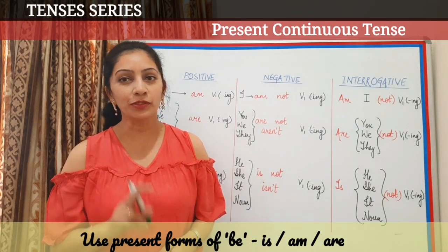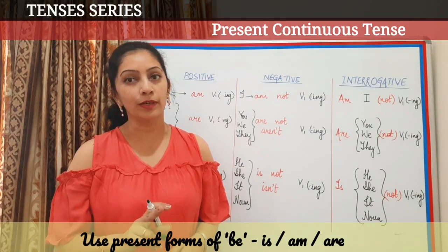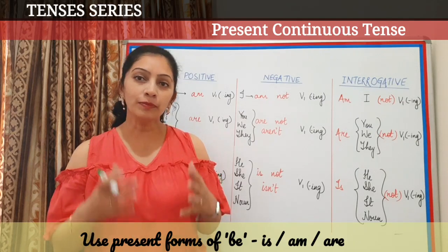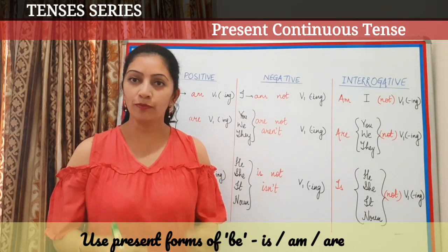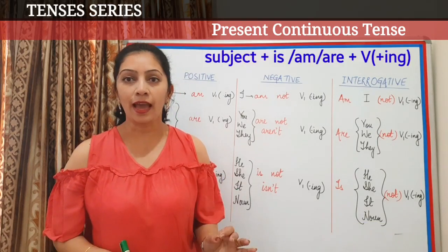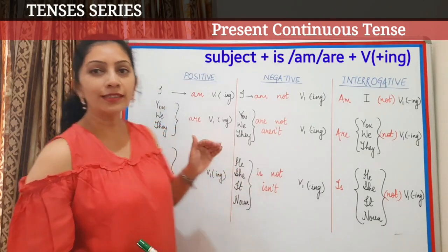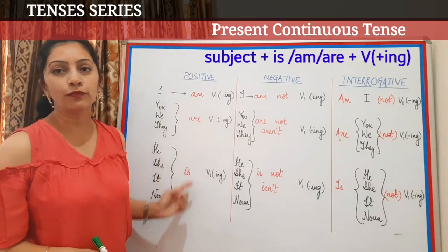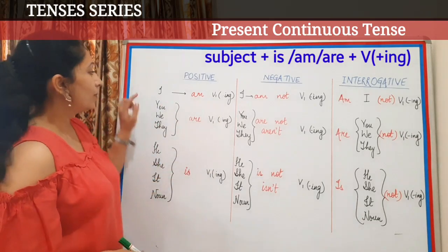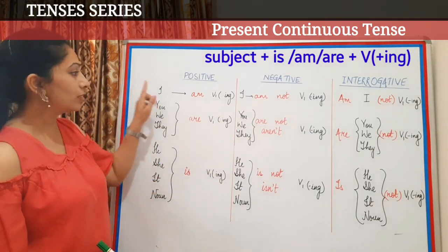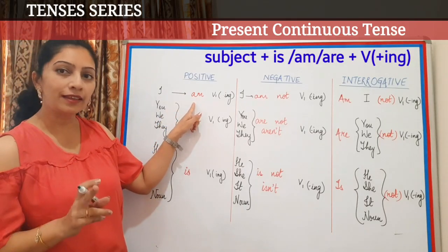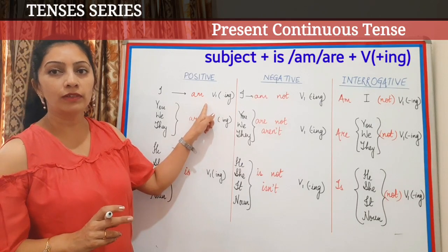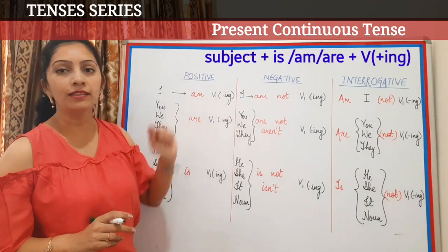We should not forget to use the auxiliary verb be, and that too in present form. So in the present tense, the forms of be are is, am and are. Now let's have a look at the subjects and we will know which auxiliary form to use with it. With I, you always use am, nothing else. And the verb in continuous tense will always be with ing.